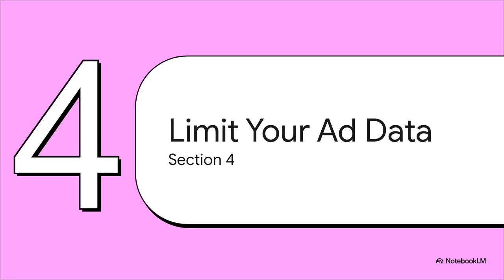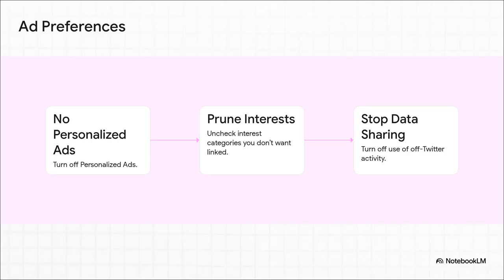Awesome! Your account is now locked down from unwanted visitors. But what about the data you're sharing with X itself? This next part is all about taking back control of your data and dialing back how it's used for ads. Okay, you're going to head to Ads Preferences. First, just flip the switch to turn off personalized ads. Easy. Then, take a look at the interests that X thinks you have. You can uncheck anything that's just plain wrong. And this last one? This one is huge. Turn off the setting that lets X use your off-Twitter activity. What that does is it stops them from tracking you across other websites to show you ads.